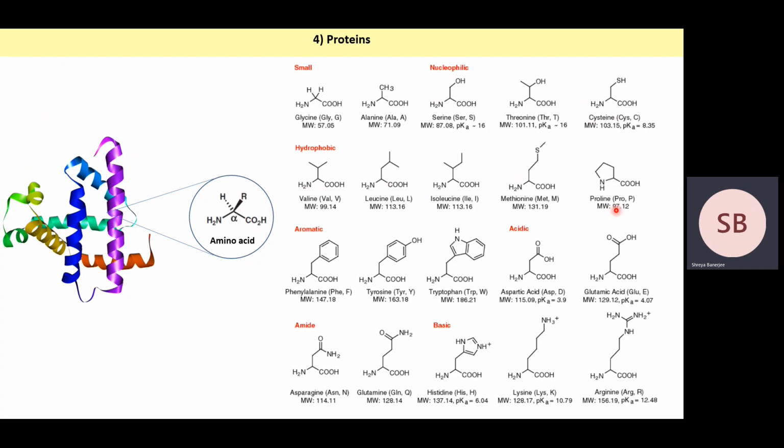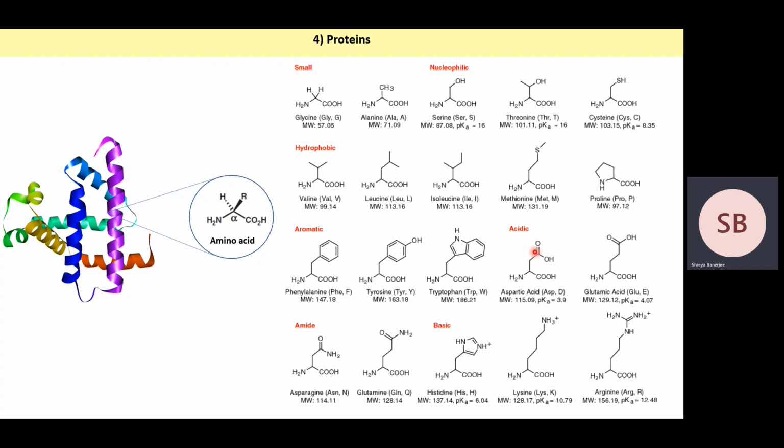Now, proline is very unique because it is a cyclic amino acid. Now, if the R group is aromatic, like a phenyl ring, then it is called phenylalanine. If an OH is added to the para position of phenylalanine, it forms tyrosine. If the R group has an indole ring, it forms tryptophan.